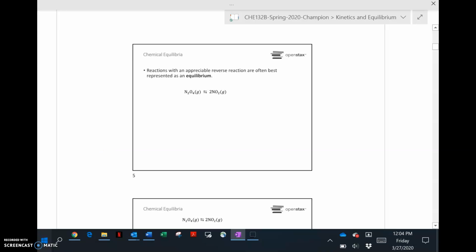So here's a classic equilibrium that we look at. We've got dinitrogen tetroxide, N2O4, in equilibrium with NO2. And so one N2O4 makes two NO2s. This happens in the gas phase. Oftentimes initially with equilibria we talk about gas-based reactions. Eventually we'll be looking at these in aqueous systems. But that is an equilibrium.